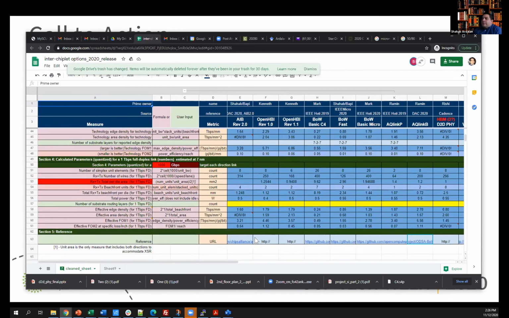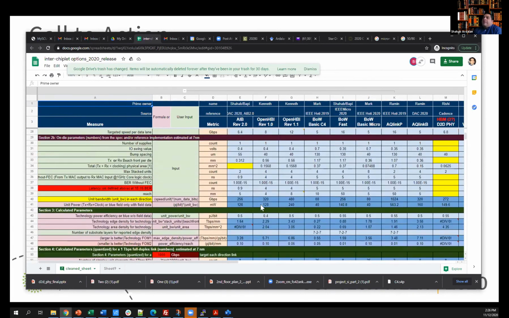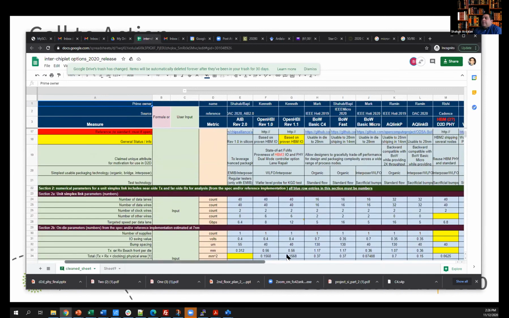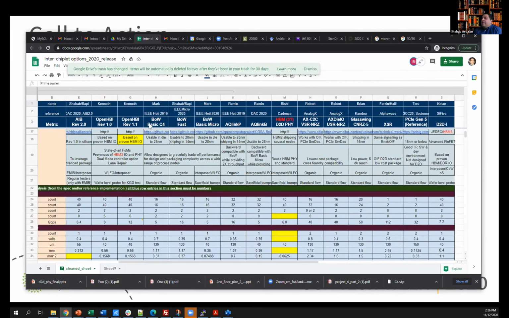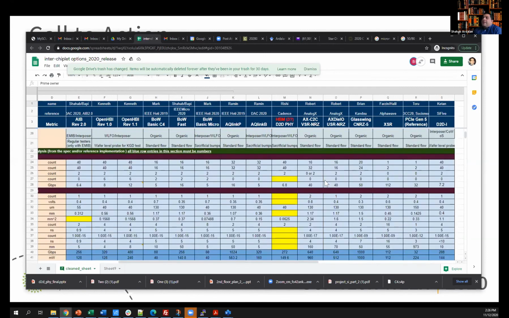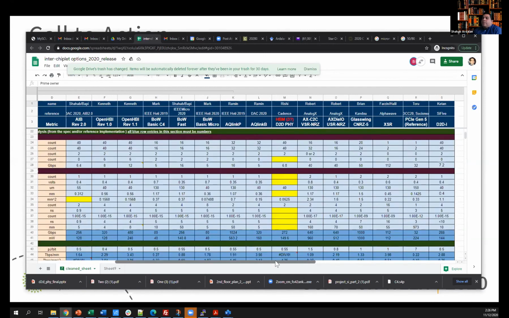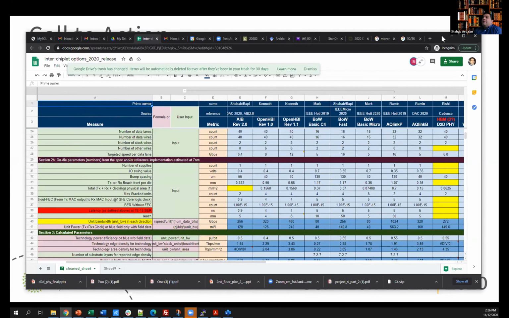And the link to their open standard is also available. The links that we tried to cover, you can see from AIB all the way to OpenHBI, BoW, UCIe, Link, Analog Xcelerator, Alphawave, and Sci5. Everyone, when they provide their numbers, we try to include them here.